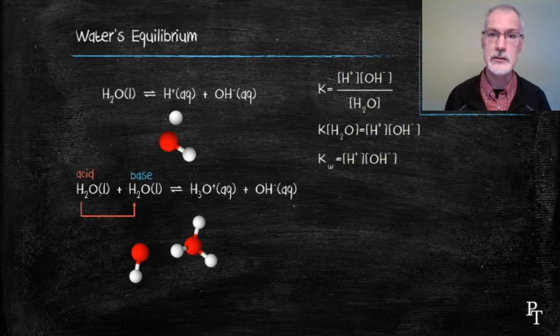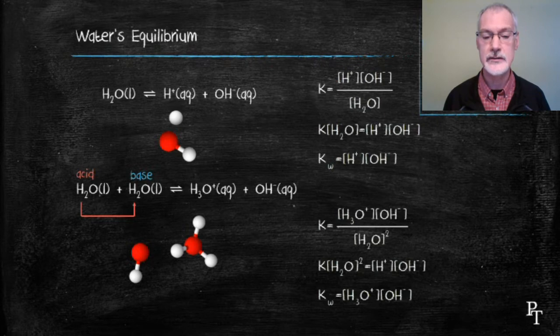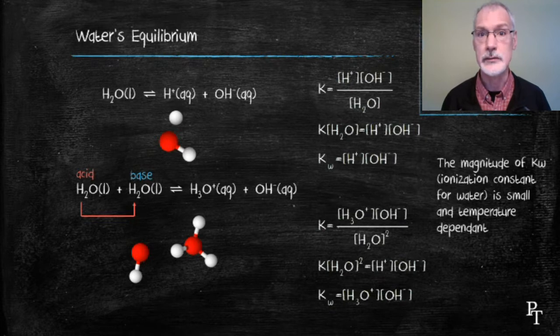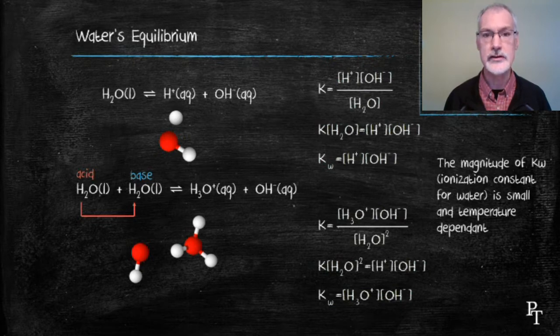And again, I can write the equilibrium expression for this reaction. And again, the concentration of water in water is essentially a constant. So I can combine it with the equilibrium constant to come up with the equilibrium constant for water. It's called the ionization constant. Now, this is a very, very small number. When water molecules collide, only a very small fraction of them actually undergo this reaction.